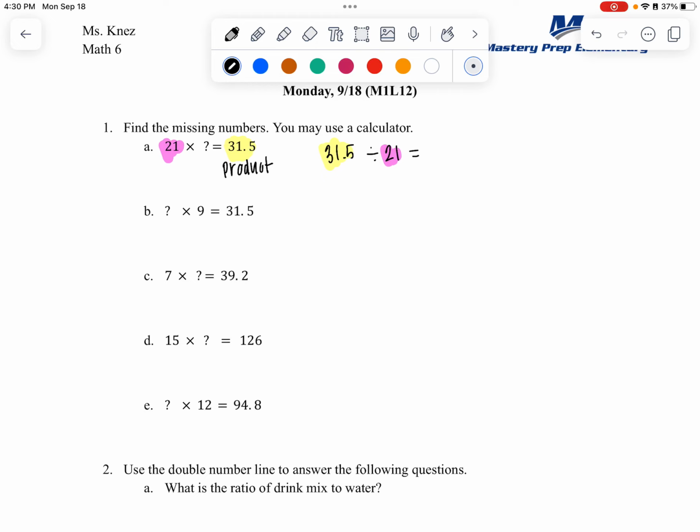So 31.5 divided by 21 gives me 1.5, and since that is the quotient, the answer to my division sentence, I know it's also the missing number, and I can double check that in my calculator. 21 times 1.5 does get me to 31.5. So I know I've got the correct answer in my blank.